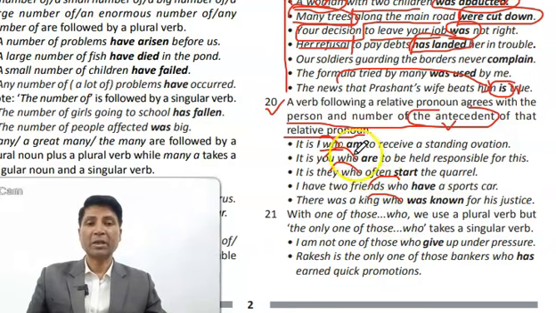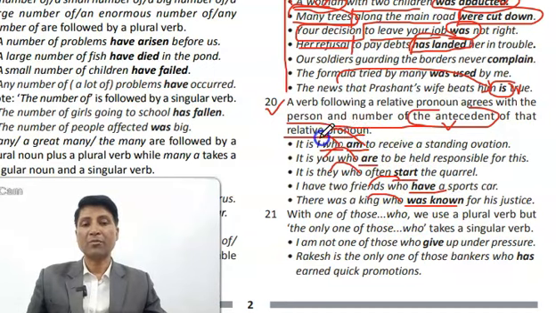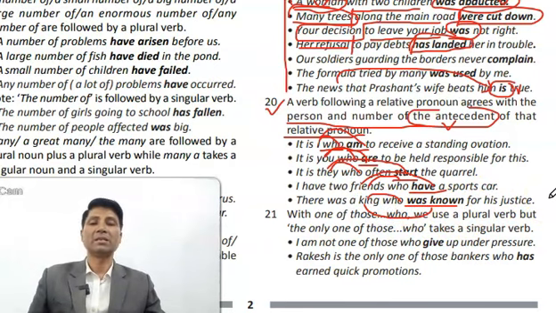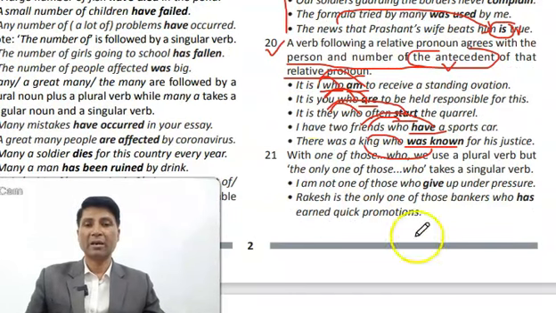Now you have to understand that the verb following a relative pronoun agrees with the person and number of the antecedent. It means am is coming for I, are is coming for you, start is coming for they, have is coming for two friends, and was is coming for a king. This is the concept of this rule. Hope you have very clearly understood. Now moving on to rule number 21.